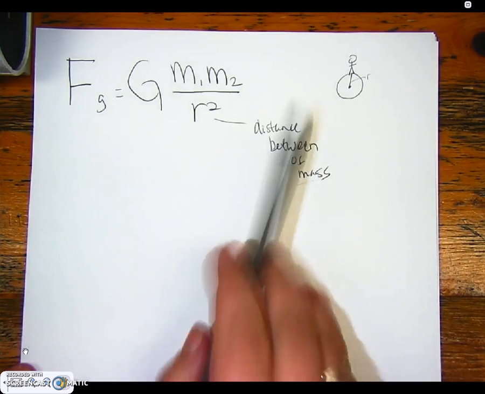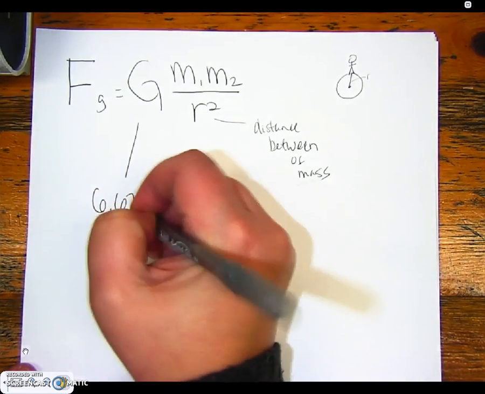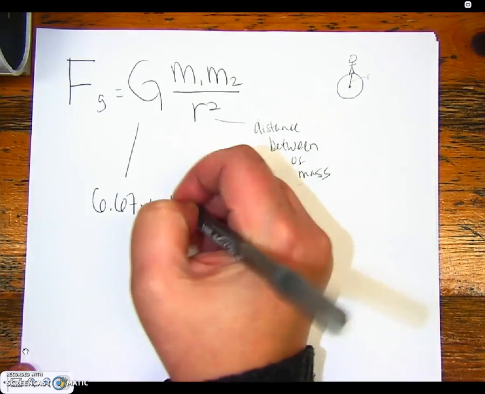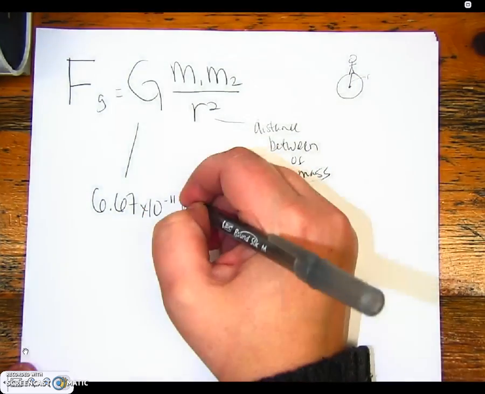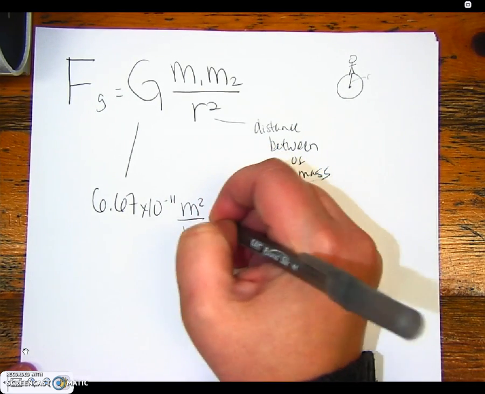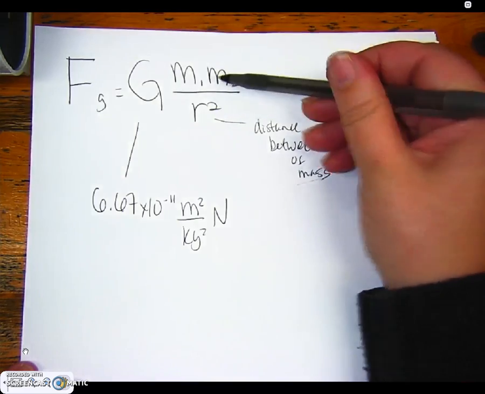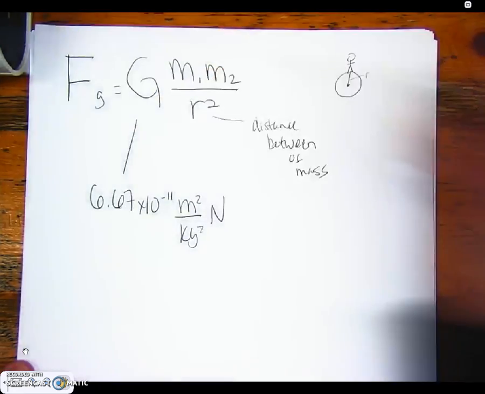All right, so this is force due to gravity. Let's put that constant in there. It's 6.67 times 10 to the negative 11th, in meters squared over kilograms squared times newtons, which makes this and this cancel and gets you left with newtons here.